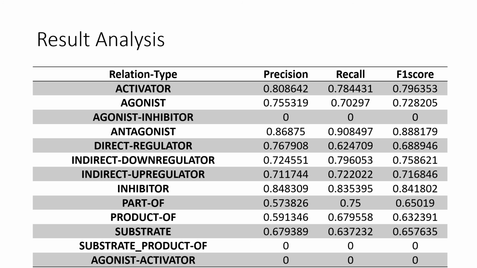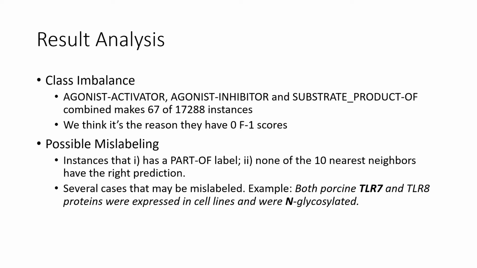We show two observations from our analysis. First, agonist activator, agonist inhibitor, and substrate product combined only have 67 of 17,288 instances. We think this is the reason that they have a 0 F1 score.